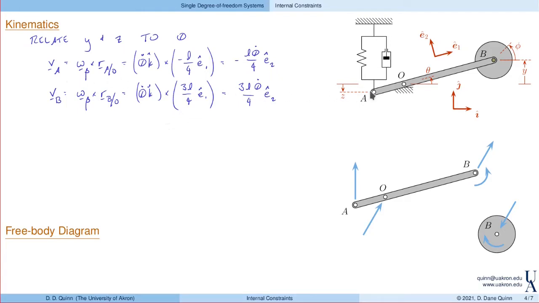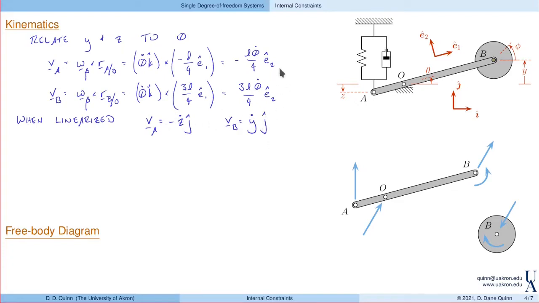We can now relate the velocity of A and the velocity of B to z dot and y dot respectively. So assuming small displacements, so assuming the angle of rotation for the bar relative to static equilibrium is small, that implies that we are linearizing. When we linearize the motion of A and B, we find that the velocity of A is minus z dot in the j direction, and the velocity of B is y dot in the j direction.